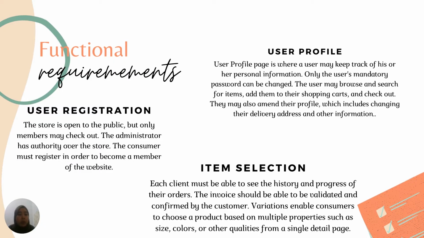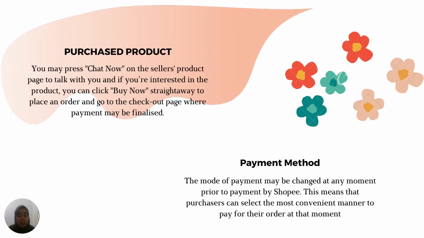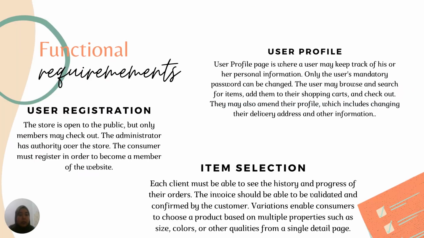In functional requirements, we have 5 elements: user registration, user profile, item selection, purchase product, and payment method. Firstly is user registration. The store is open to the public, but only members may check out. The administrator has authority over the store. The consumer must register in order to become a member of the website.